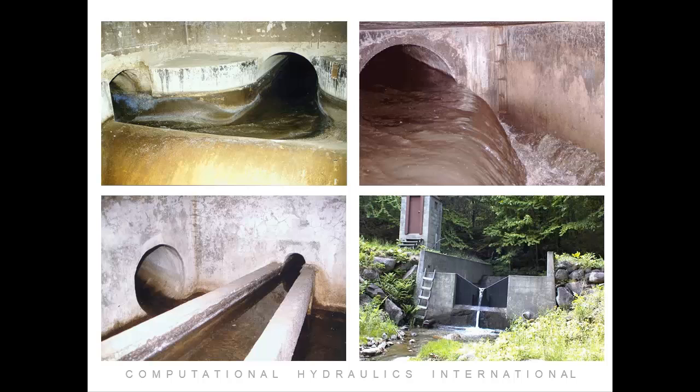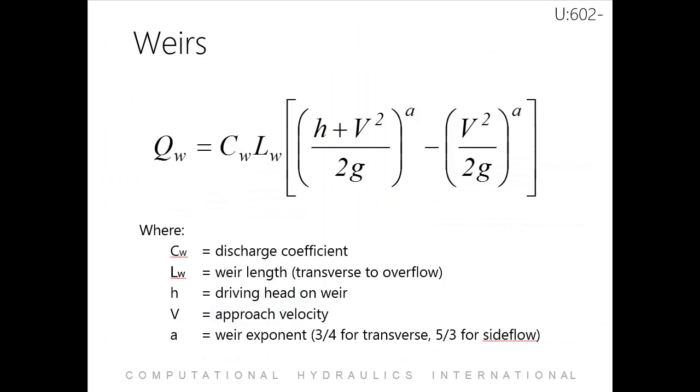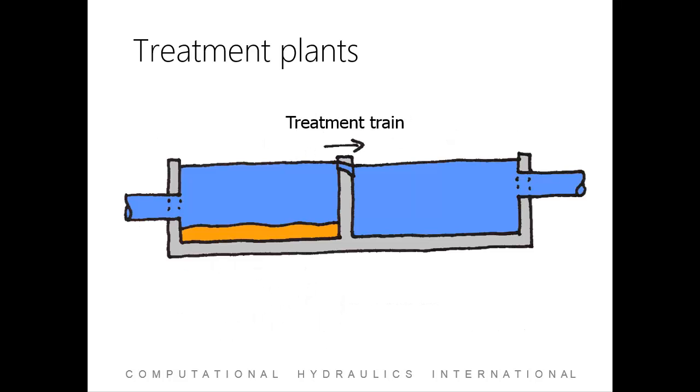This image shows some examples of the various types of real-world structures we are representing with weir links in SWMM. This equation shows how the flow over a weir is calculated from the discharge coefficient, weir length, driving head, approach velocity, and weir exponent. A series of nodes can be connected by weir links to model various types of treatment trains, as shown in this sketch.